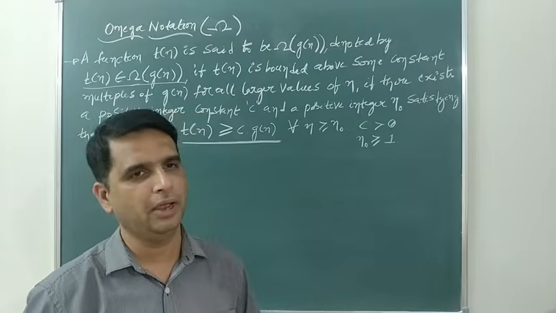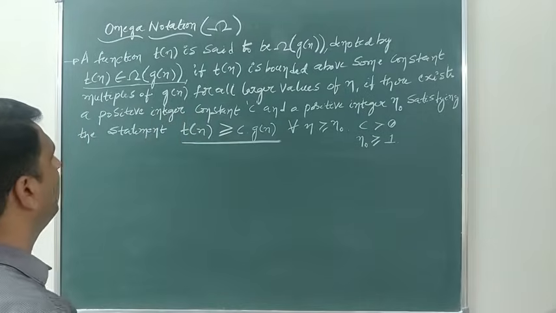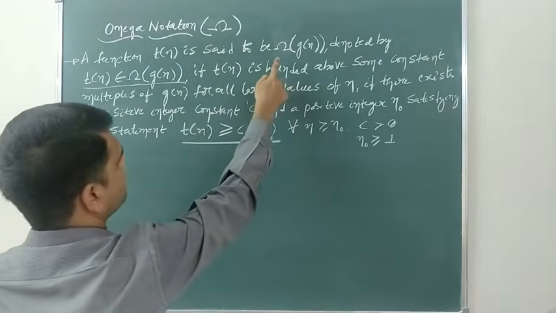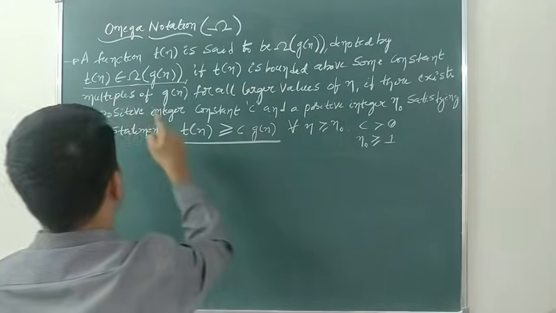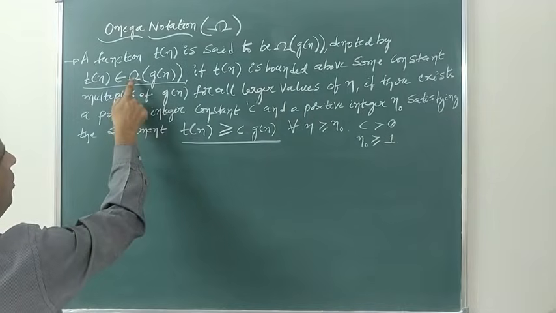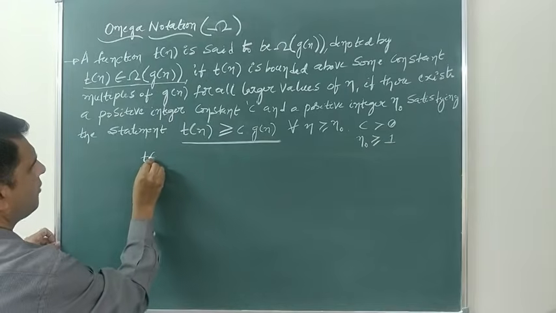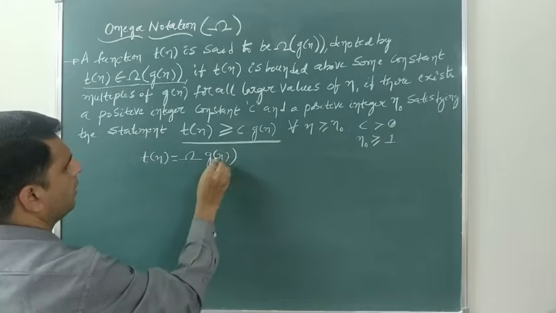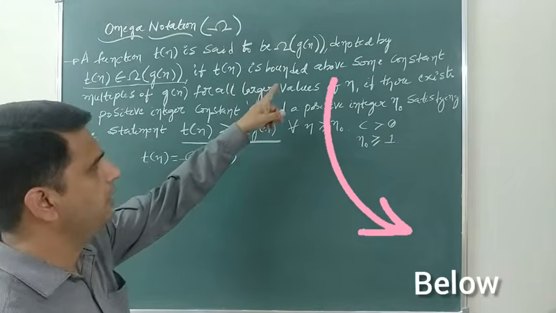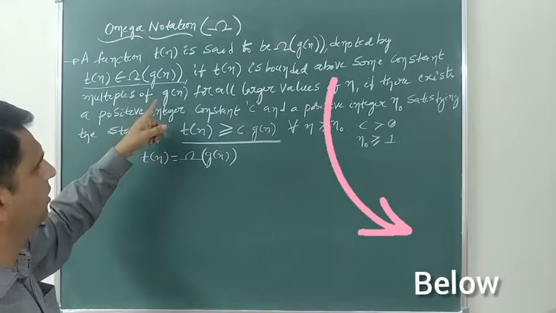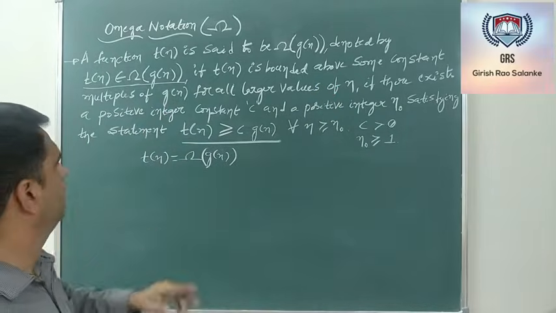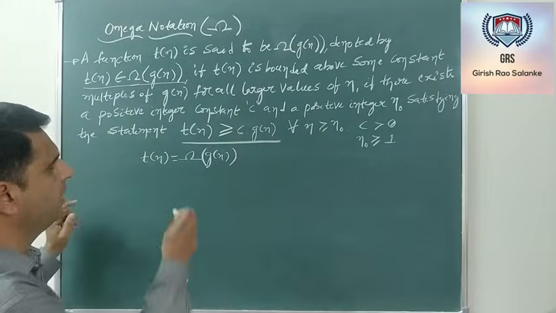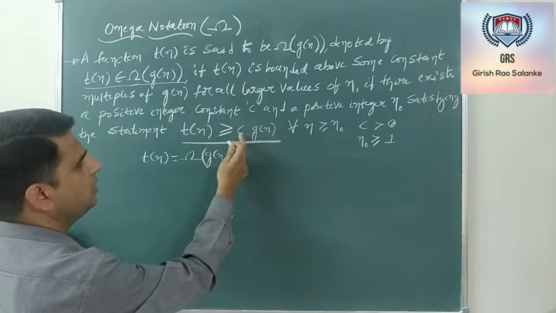Coming to omega notation, a function t of n is said to be omega of g of n, denoted by t of n equals omega of g of n, if t of n is bounded below by some constant multiple of g of n for all larger values of n. That is, if there exist a positive constant c and a positive integer n naught satisfying t of n greater than or equal to c into g of n.